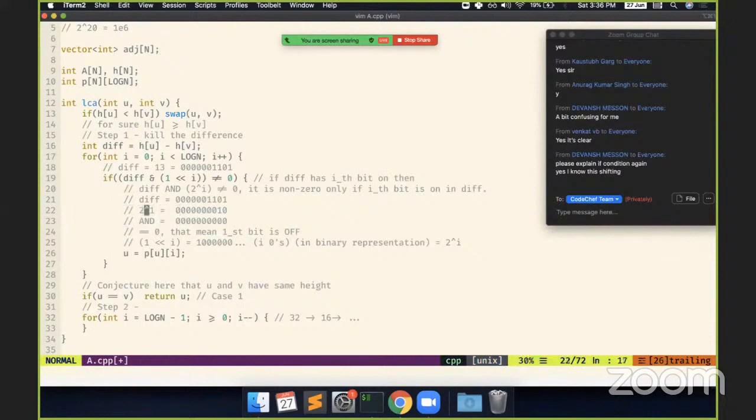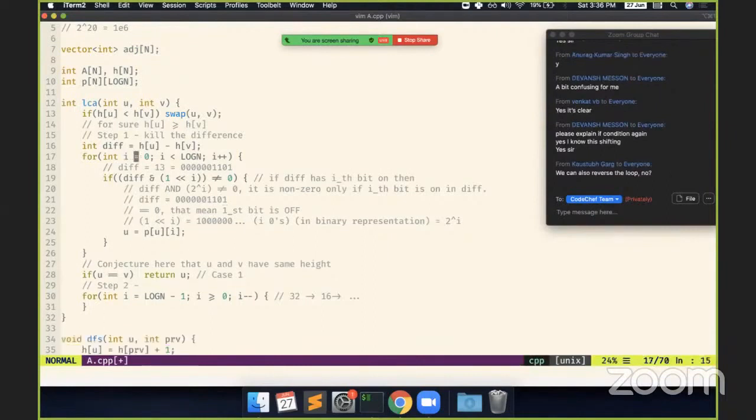Just look at what 2 to the power I will be. 2 to the power I in general will have only one of the positions as 1, which is the ith position. Like these are I minus 1 zeros technically. Is the condition clear now? 2 to the power I in its binary representation and diff in its binary representation.